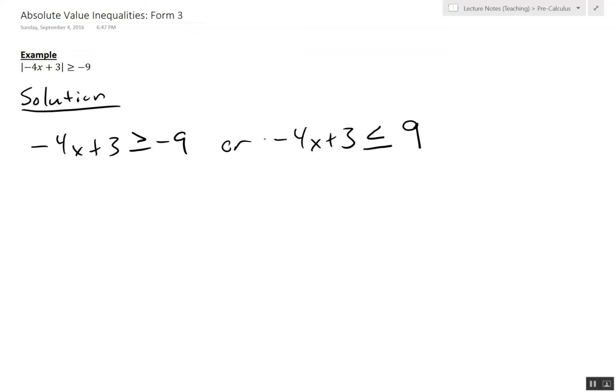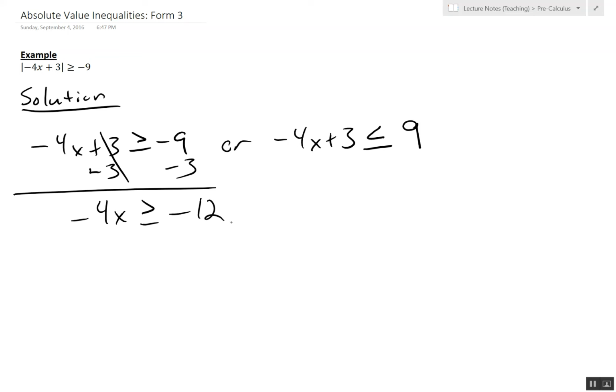So let's do that. So the first one, we're going to subtract 3 from both sides of the inequality. These will cancel, leaving a negative 4x. This is supposed to be greater than or equal to negative 12, so dividing both sides by negative 4. Remember that we're dividing by a negative, so we have to switch the sign of the inequality, so this will be less than or equal to a positive 3.